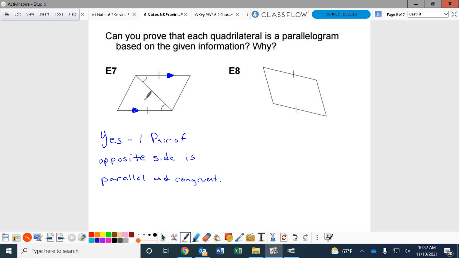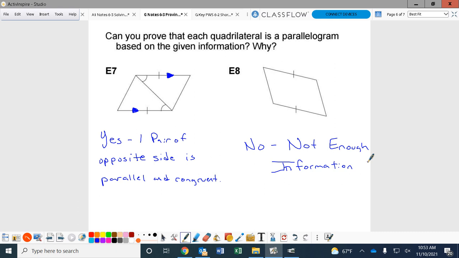Alright. Last one, yes or no? No. Why? Because there's not enough information. There you go. Not enough information. Okay, guys, that is correct. All you have on that one is one side marked congruent. That does not give you enough of anything. We don't have anything based on just one side being congruent.